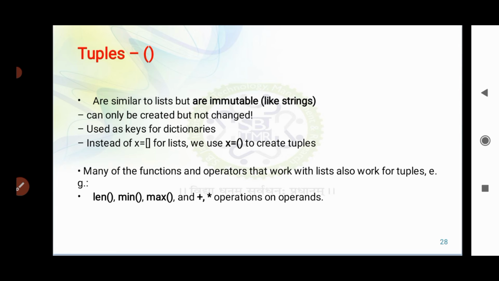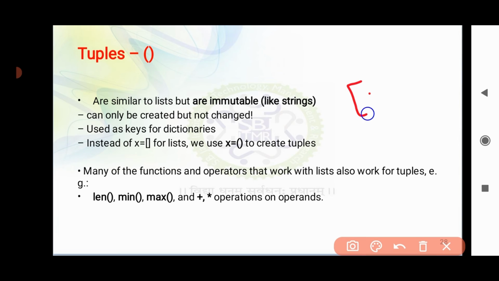Basically, tuples are similar to lists, but as you have seen already, lists are mutable but tuples are immutable, like strings, which can be only created but cannot be changed once created. But definitely you can create another string object; whatever string object has been already created can't be changed. In the same way, once the tuple is created, you cannot change it, but definitely you can go for creating a new tuple value.